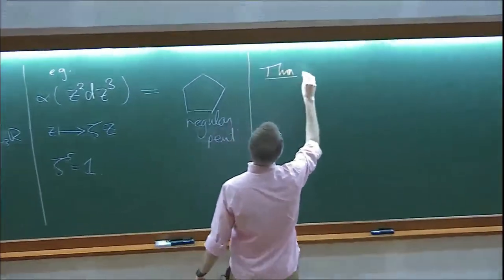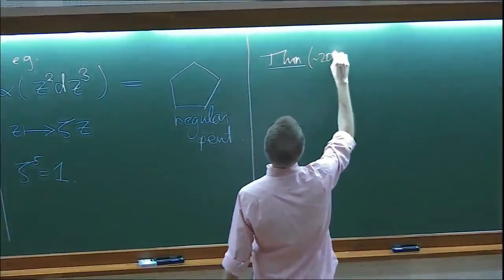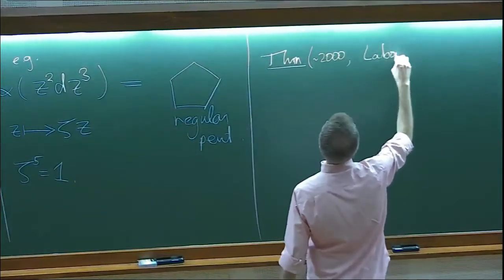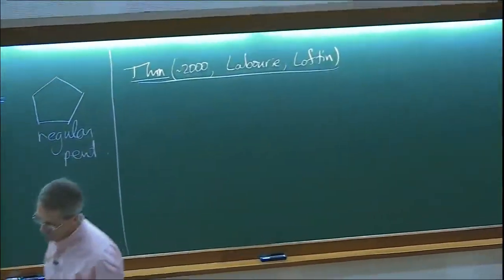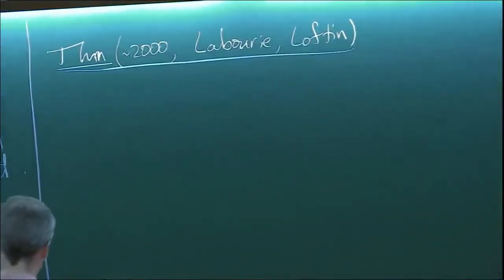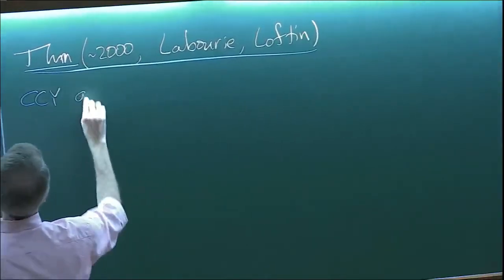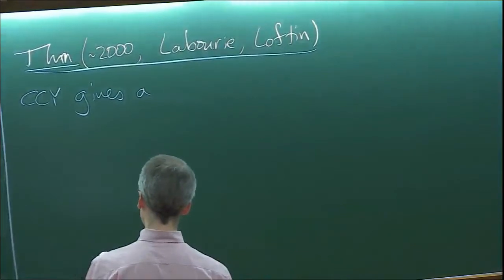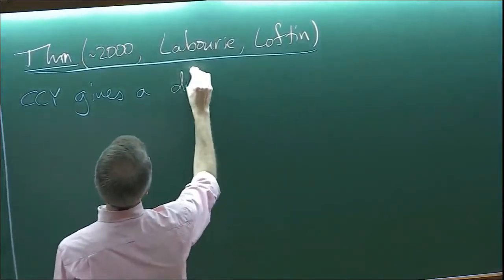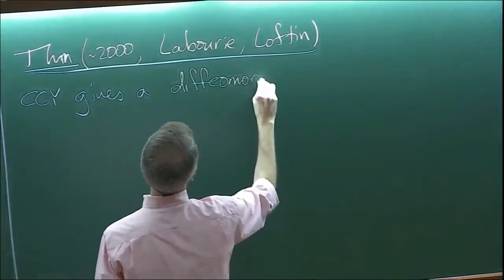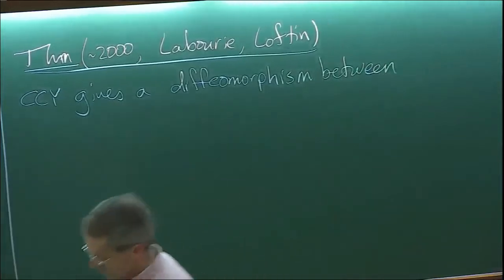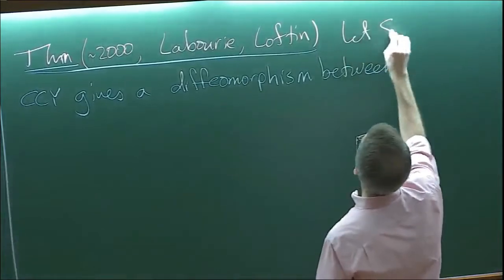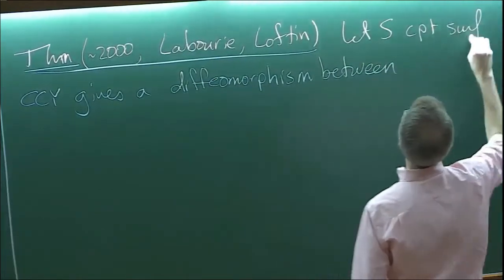This theorem is from about 2000 and due to Labourie and to Loftin independently. So this says that the Calabi-Cheng correspondence gives a diffeomorphism between two moduli spaces of a similar flavor to the ones over there. So I have to start with: let S be a compact surface of genus g at least 2.